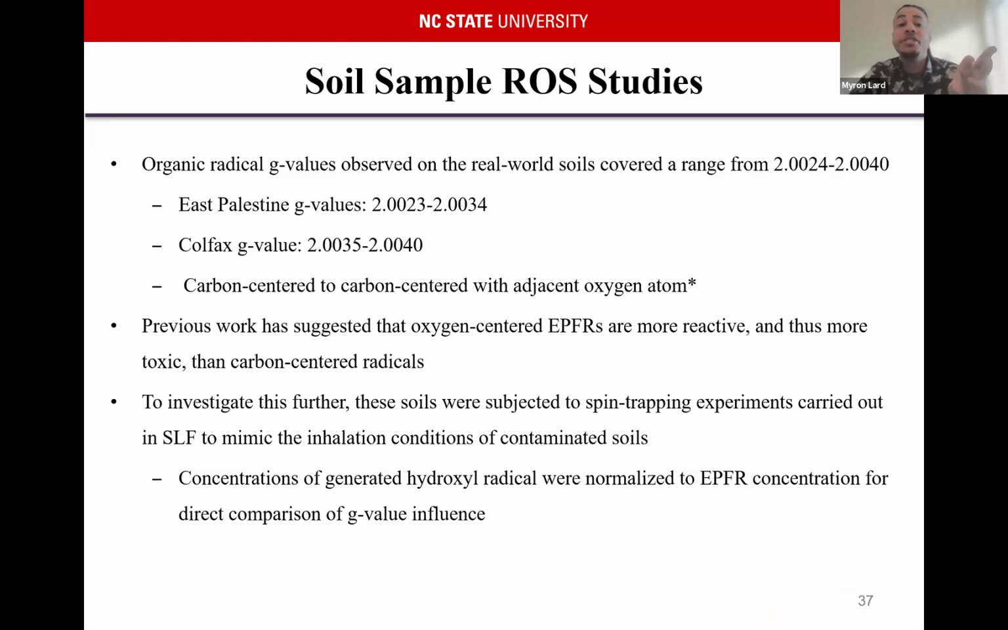So this is really important because when we generate these radicals in the lab, we're not able to really control what the G value is. We'll get very consistent G values when we generate them in the lab, but they're very strict. So we'll generate 2.0035 or 2.0040, but we won't be able to generate a full spread like we are able to observe with these real-world soils. And so this allows us to take a very, very interesting look at the effect of the G value on toxicity.